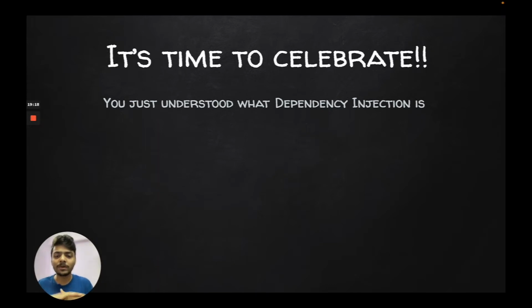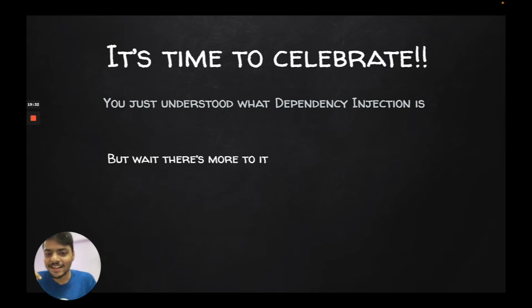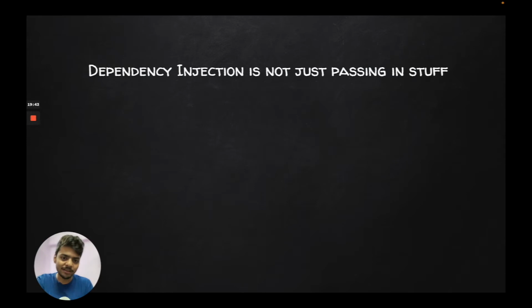Just to sum up, dependency injection in a very broad sense, in layman terms, is passing in stuff as a parameter in the constructor of the class. And oh sorry, I did not write it in here, but there is some more to dependency injection. Most of dependency injection is passing in stuff, but it is not only passing in stuff. I've written it down as: dependency injection is passing in stuff, but it is not just passing in stuff.